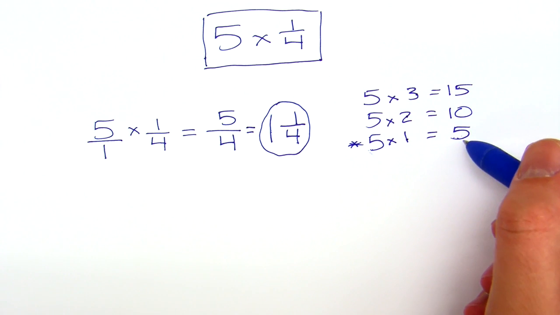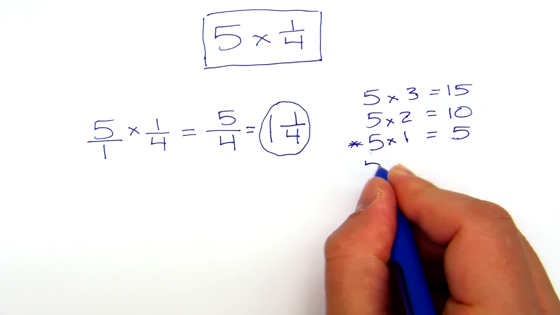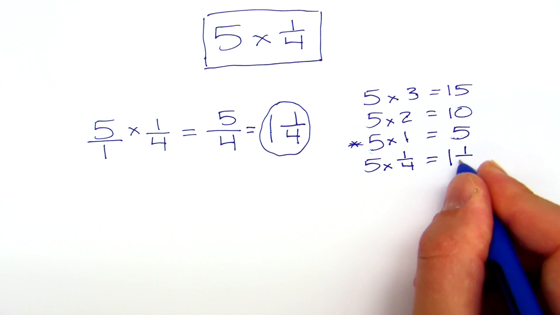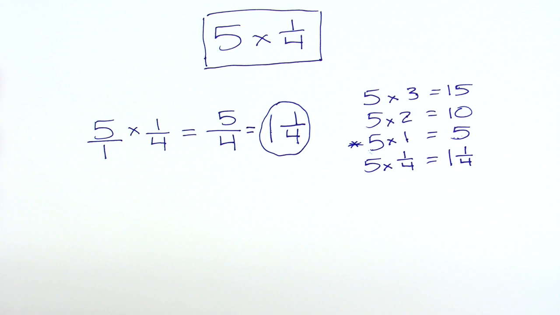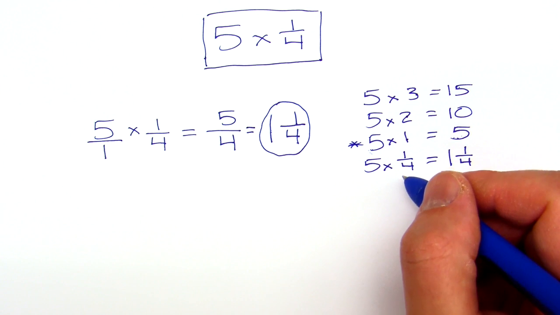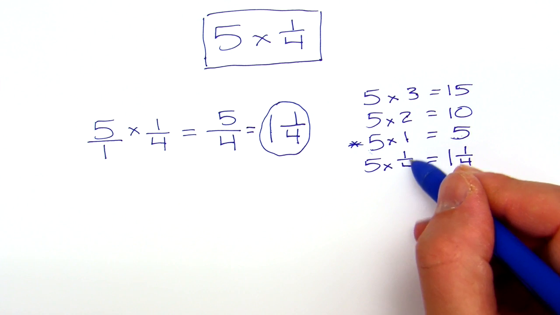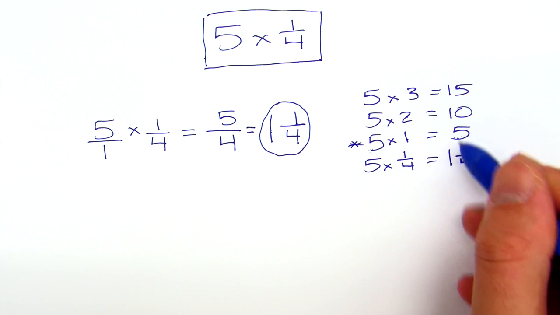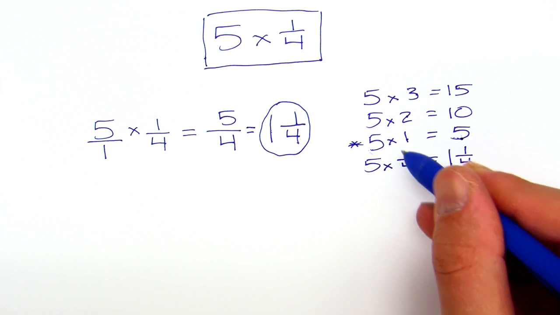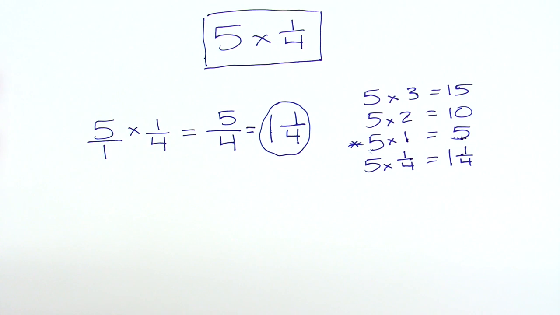But 5 times 1 is 5. Any number times 1 is itself. It stays the same. Well, guess what? When we did 5 times 1/4, 1/4 is less than 1. 1/4 is smaller than 1. It's not negative. It's bigger than 0, but it's not quite 1. So our answer, obviously, since this is smaller than 1, has to be smaller than itself, right? Does that make sense? Since 1/4 is less than 1, our answer has to be less than 5. So that's why this works.